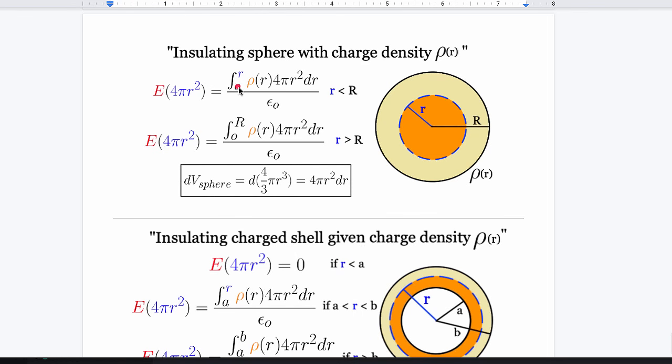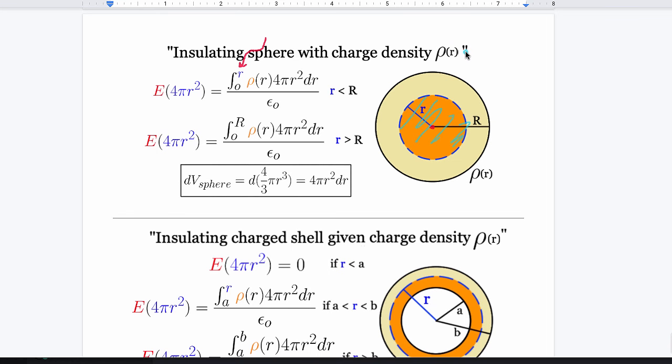What do you integrate from? From 0 in this case, because there was charge from here, all the way to little r. So you go from 0 to little r, that gives you the charge inside here, and you integrate this. So this is little r, that contributes. You can't pull that out. You can pull the 4 out, you can pull the pi out, but the little r stays in there.